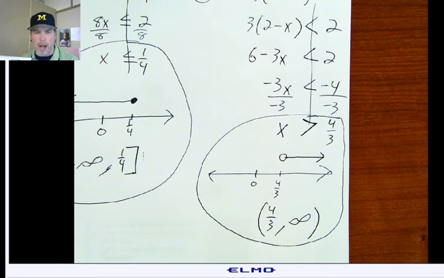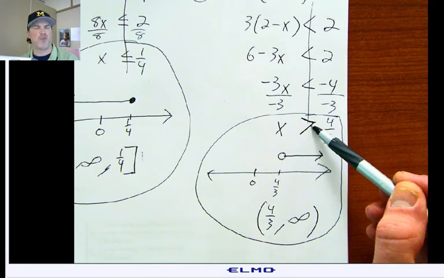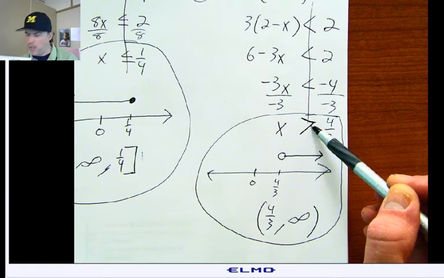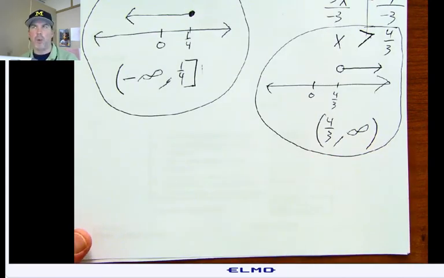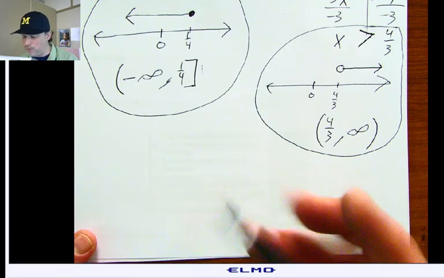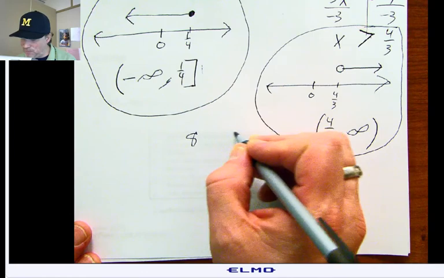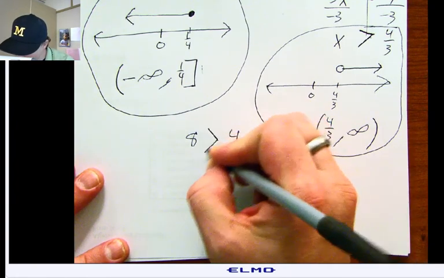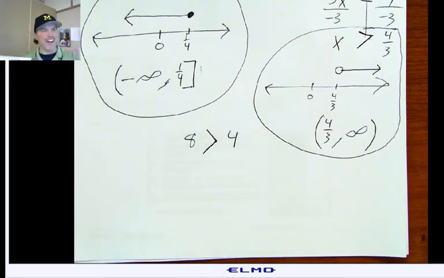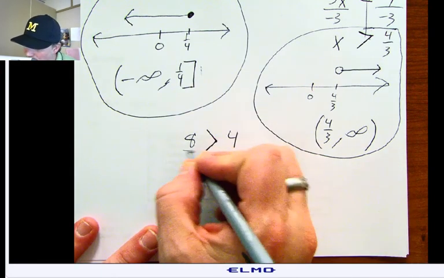I'm done with this lesson. The last thing I want to do is, people don't really have a good understanding of why you flip the inequality when you divide by a negative. So I'm just going to spend this last minute explaining why. Let's say I had 8 and 4. What do I know about 8 and 4? 8 is greater than 4.